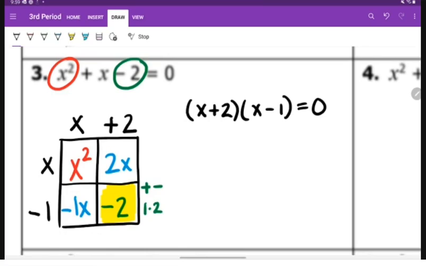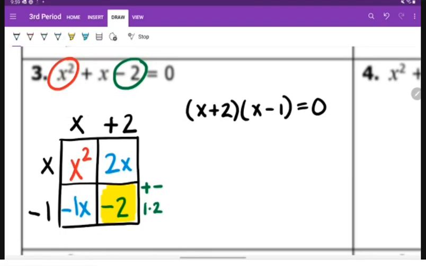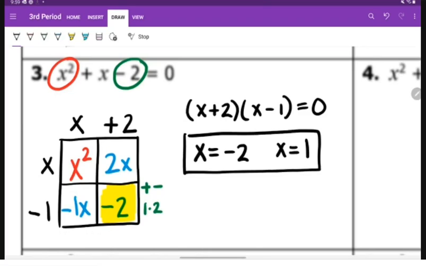And at this point, we could split this up into 2 separate equations and solve both of them, or we could use our little shortcut. I'm going to use the shortcut. One of our factors is an x + 2, so I know that one of my roots is going to be a -2. And my other factor is an x - 1, so I know my other root is going to be a positive 1. There we go.